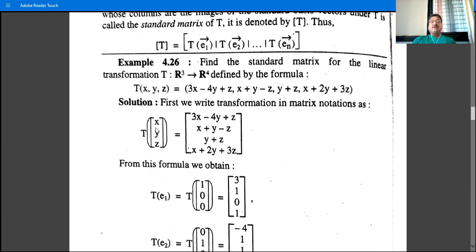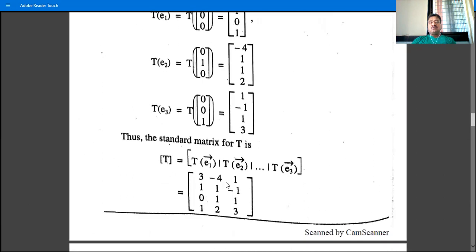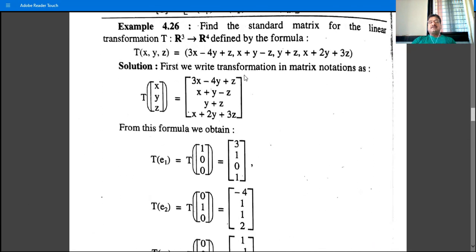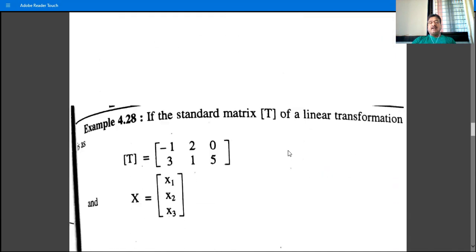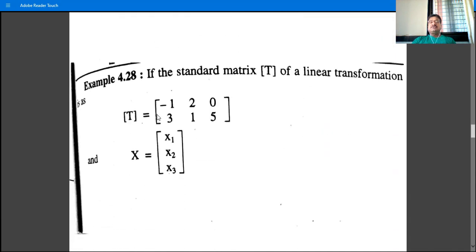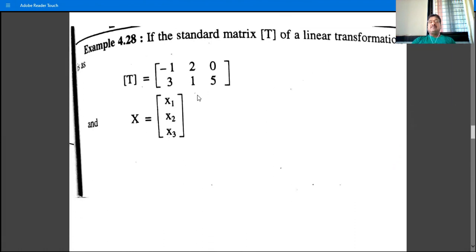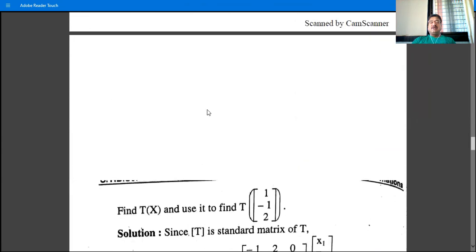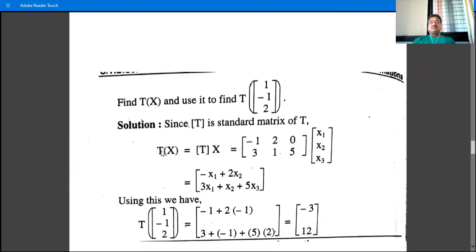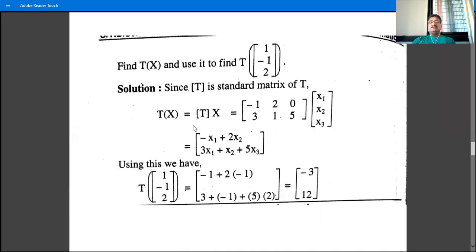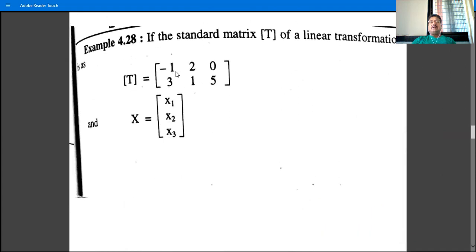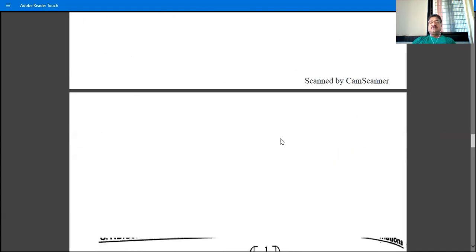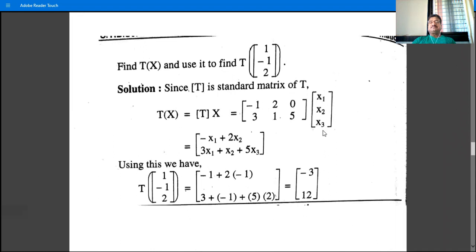We can write this linear transformation as T(x). What is x? It is the column matrix (x, y, z), and A is this matrix. So we can write T(x) is equal to Ax. So suppose this is the standard matrix for the linear transformation. Then from the standard matrix, we can write the linear transformation. So find T(x). T(x) is Ax. And what is A? A is this matrix with rows (-1, 2, 0) and (3, 1, 5), and x is (x1, x2, x3).